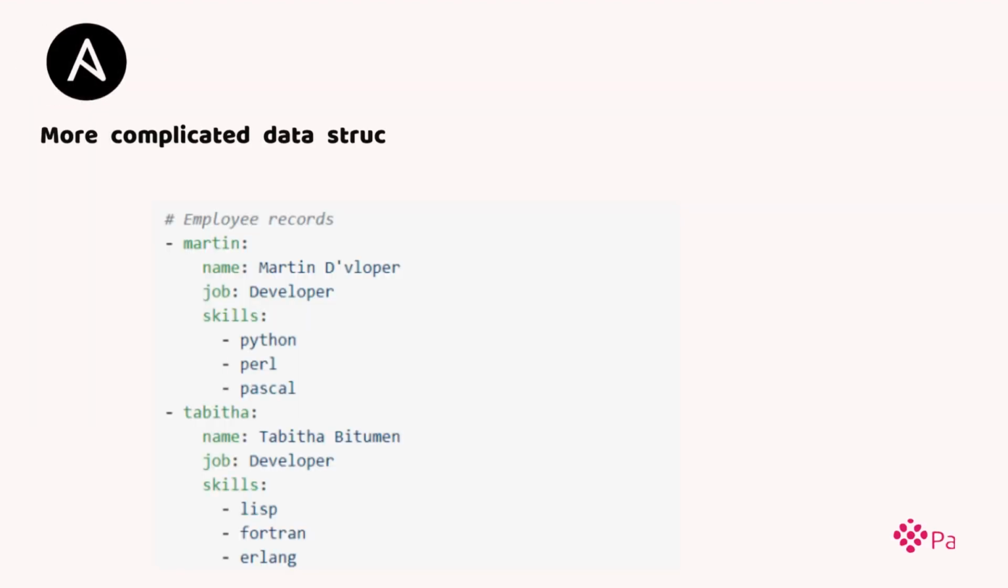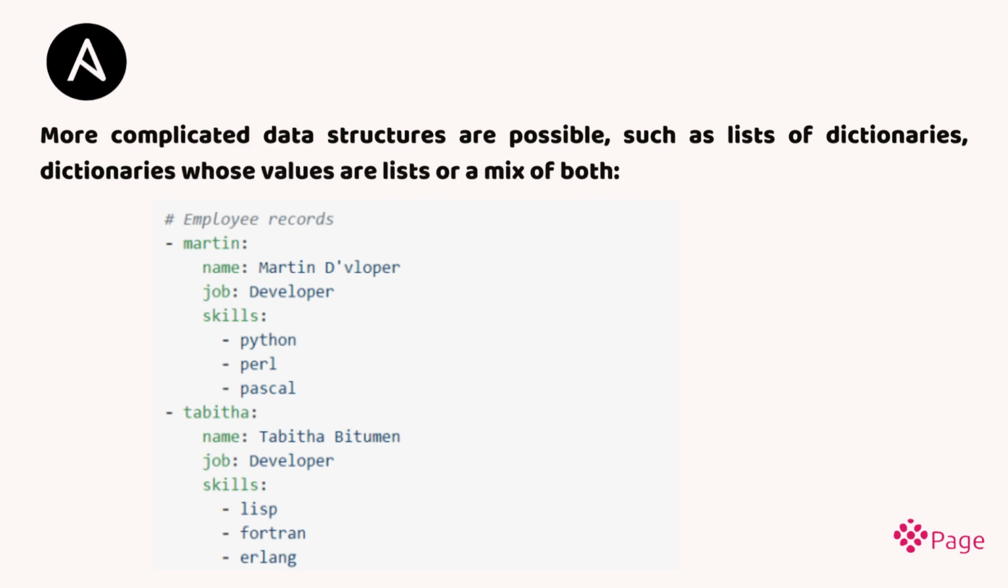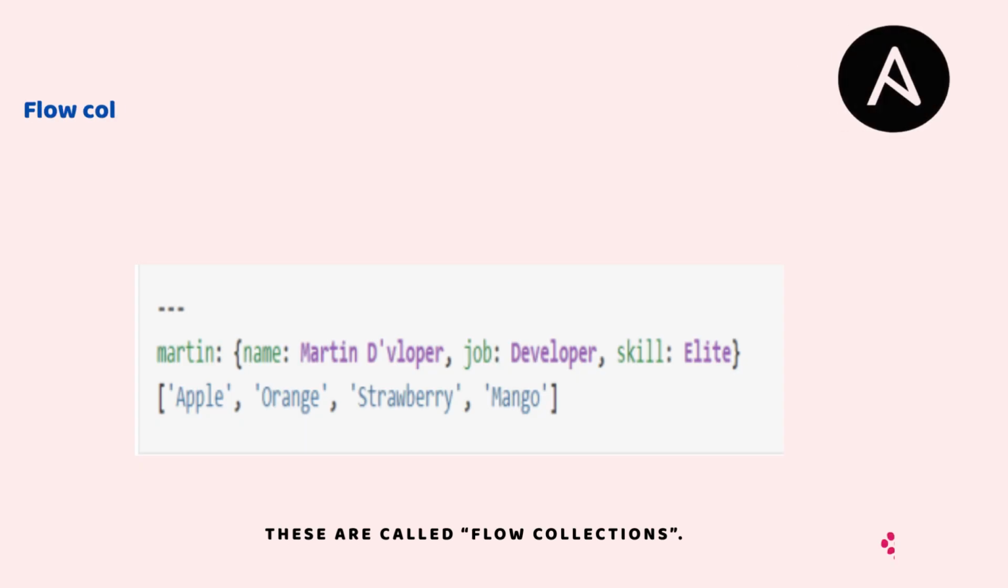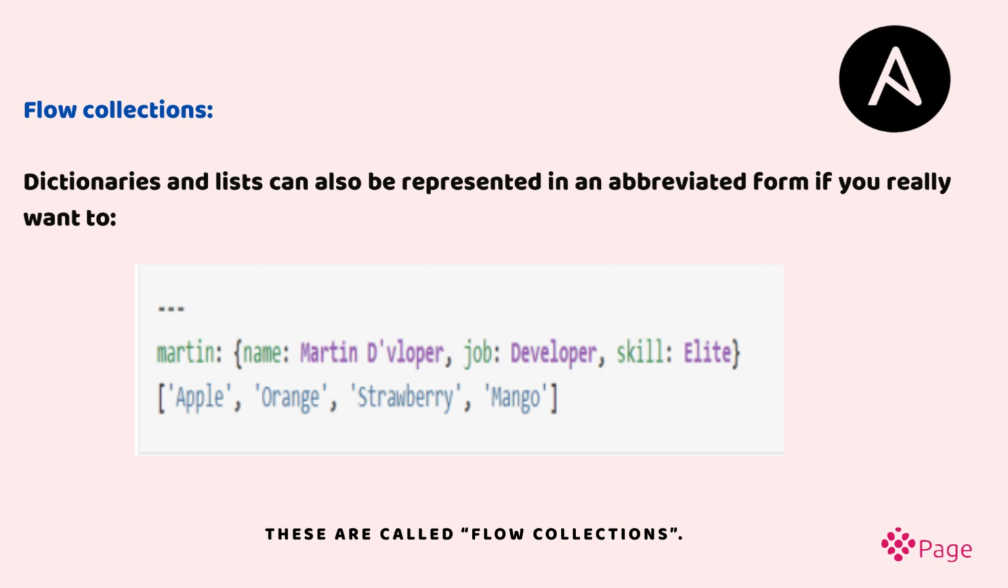More complicated data structures are possible, such as lists of dictionaries, dictionaries whose values are lists or a mix of both. Flow collections. Dictionaries and lists can also be represented in an abbreviated form if you really want to.